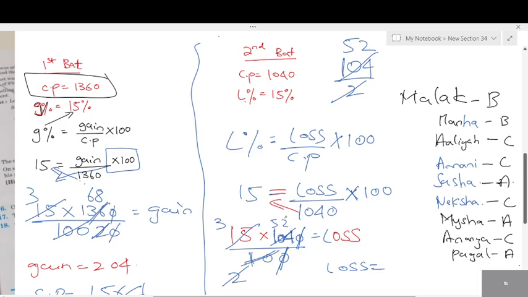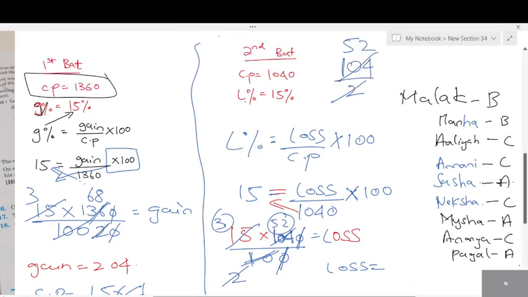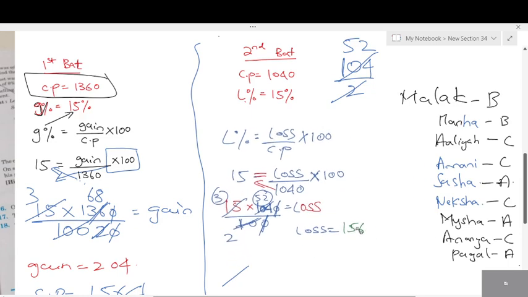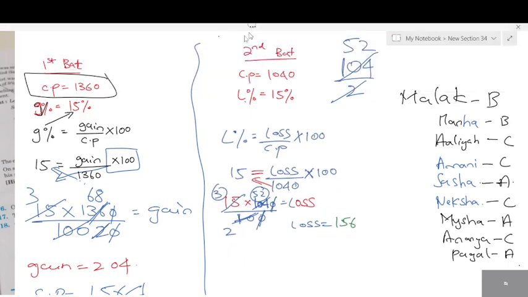So, what is loss value, students? What are the two things left? 52 into? No, no, no, not 50. Reduced it, right? 52 into 3. What is 52 into 3? Very good. What's the ultimate thing we need to find, students? Loss or cost price? Cost price, right? Sorry, selling price, not cost price. Very good.